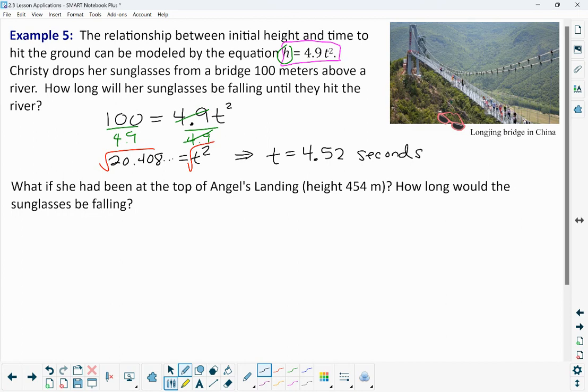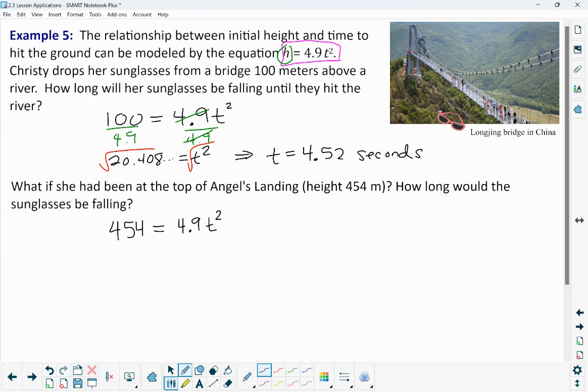Our follow-up question is, what if she had been at the top of Angel's Landing? The top of Angel's Landing has a height of 454 meters above the canyon floor. How long would the sunglasses be falling? So this is much higher. Instead of 100 meters above the ground, we're 454 meters above the ground this time. So our equation setup is going to work the same. Our height is 454 meters, and that's equal to 4.9 t squared.